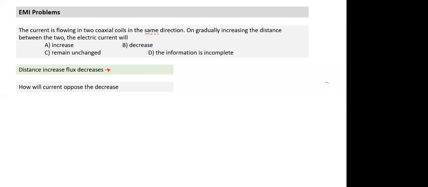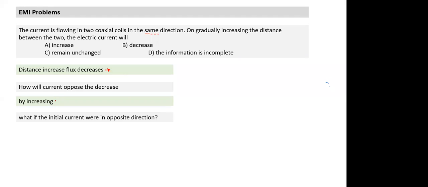So how will current oppose the decrease? By increasing. If the current increases, it tries to compensate for the decrease in flux due to the increase in distance. Some of you might think it is given that both are in the same direction. Try to solve what if the currents were in the opposite direction. Will the answer be any different? Even if the currents are in the opposite direction, try and think of it, in that case also the answer will come the same. Current has to increase.